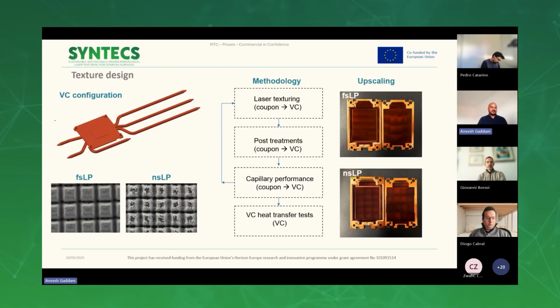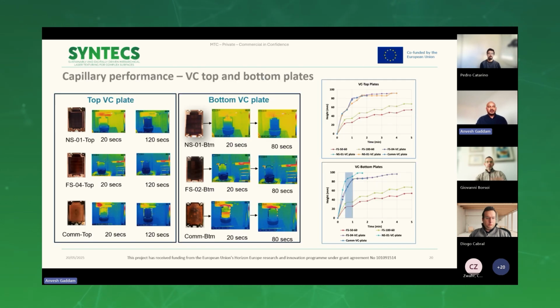In this slide, we can see the vapor chamber along with the heat pipes. With different techniques such as femtosecond laser processing and nanosecond laser processing, we have generated wick structures on the inside surface of the copper vapor chamber. On the right side, you can see that with the femtosecond and nanosecond processes, we have created different pillar structures on the surface, and we have tested them for capillary action as well as heat transfer, which I will show in the next slide.